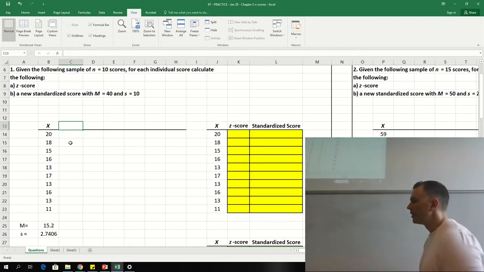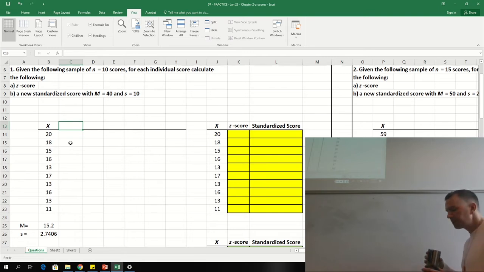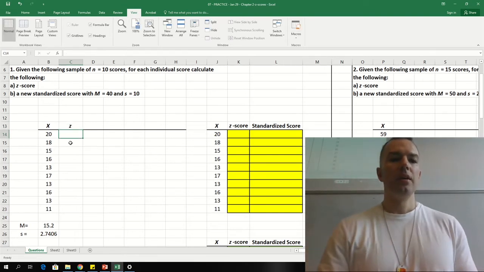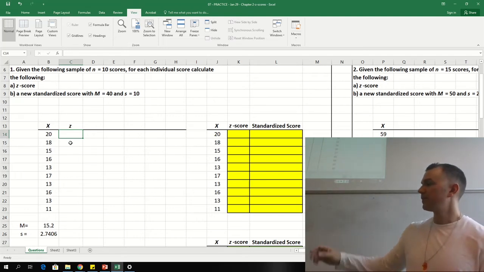All right. So what I'm going to do now is I'm going to show you the way not to do it, and then I'm going to show you the way that you can do it. So don't type in what I'm about to do. This is just to show you why we can't use a certain strategy. All right. So it's very difficult to calculate z-scores directly in Excel using this formula.